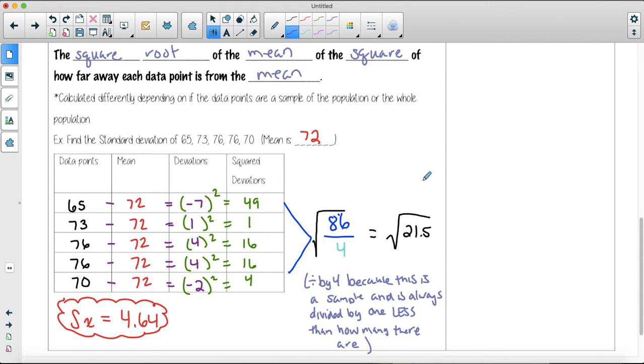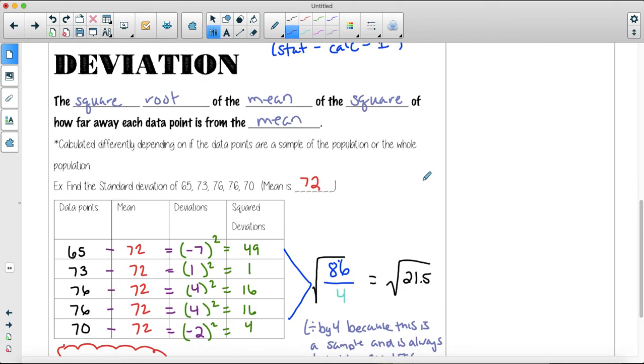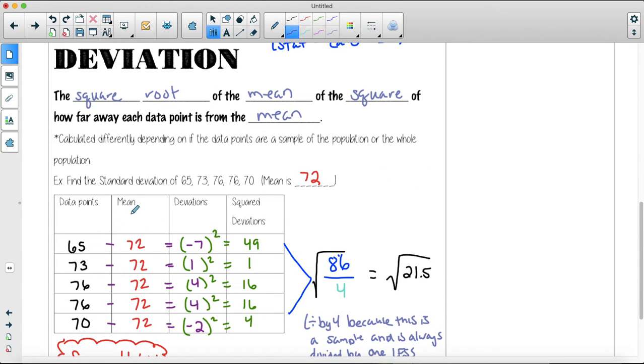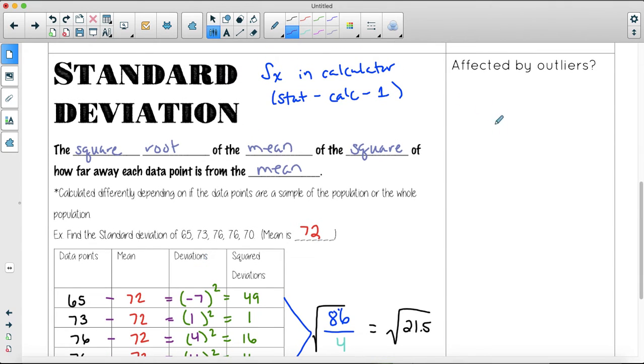We also need to know, is standard deviation affected by outliers? Yes, because the outliers could be much further away from the mean, or they can really affect the mean itself, then our deviations will be changed because of the mean. So yes, standard deviation is non-resistant to outliers.